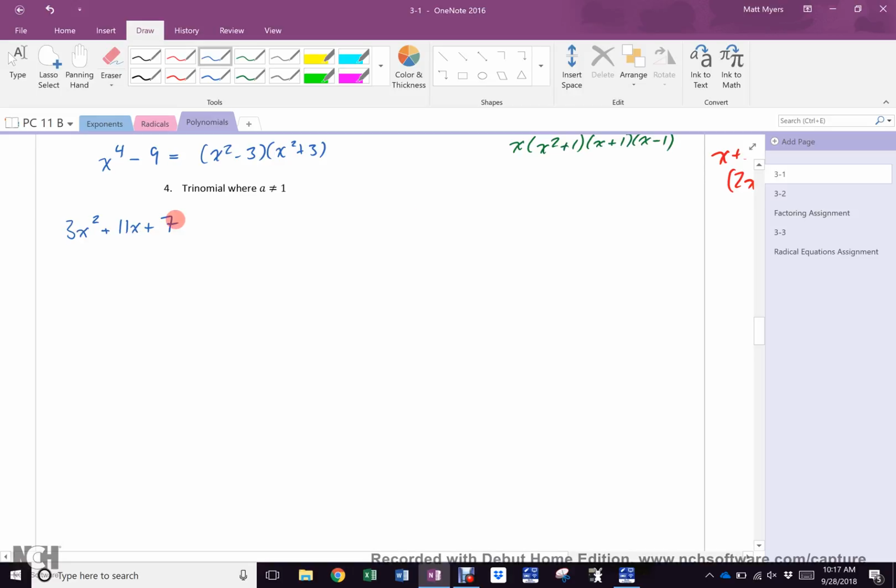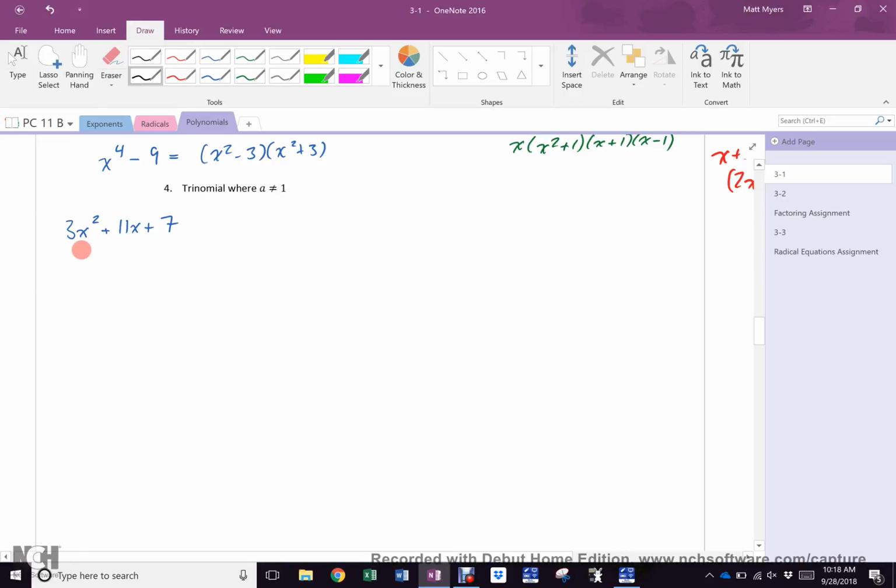The reason you don't like this is because there's a 3 there, correct? If it was x squared plus anything x plus c, we could do it, couldn't we? Because we'd look for numbers that multiply to c and add to b, correct? All right, so this isn't x squared, it's 3x squared. So we like this, we don't like this. This is 3 times bigger, isn't it?